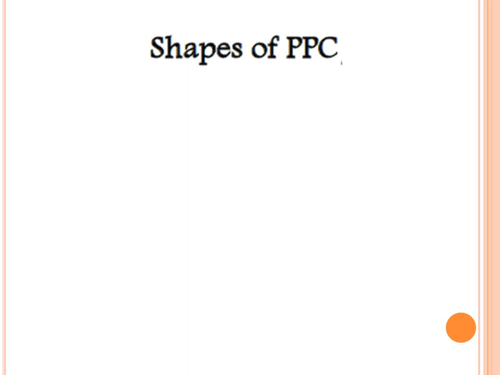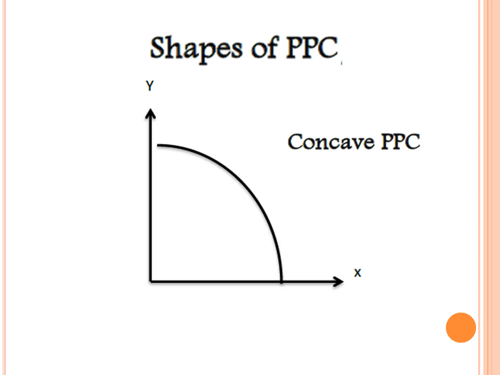Let's now turn to the shapes of the production possibility curve. We have three different shapes. The first one is the concave curve. It indicates that the opportunity cost of producing any good is increasing along the curve. So, the concave production possibility curve indicates that the opportunity cost of producing X in terms of Y is increasing, or the opportunity cost of increasing Y in terms of X is increasing along the curve.